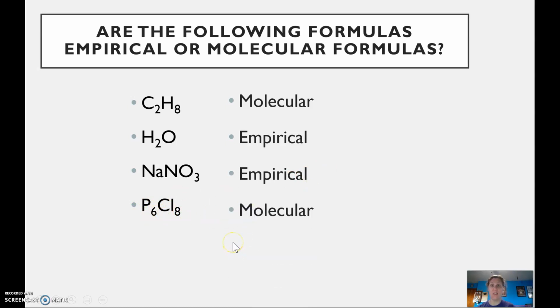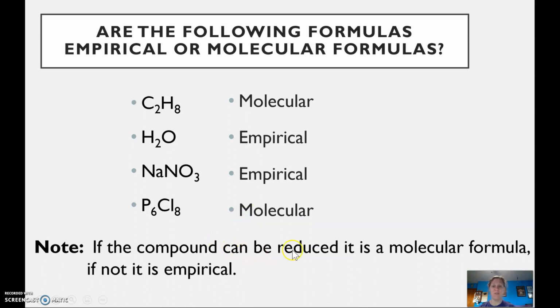So the easy way to identify is if you can reduce something, it's a molecular formula. Like P6Cl8 can be divided by 2. C2H8 can be divided by 2. If you can't reduce it, it's empirical. So essentially a dead giveaway, if there's just one of something, 1 Na, 1 N, it is automatically empirical.